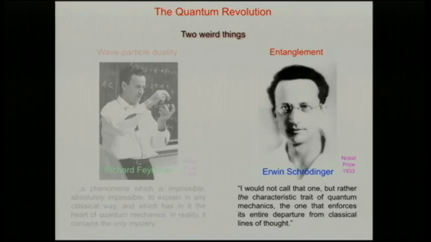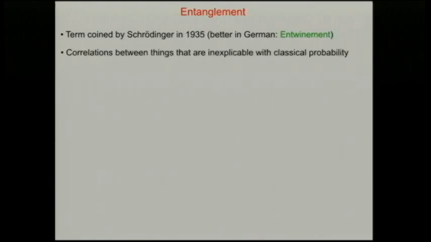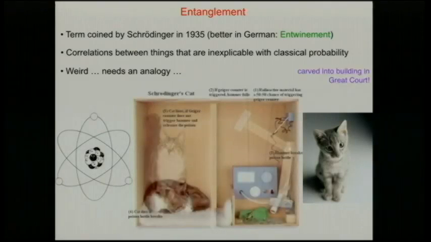Now there's this other notion in physics called entanglement, which Erwin Schrödinger first originated in 1935. And what he was trying to get at with that idea is that in quantum mechanics, you can write down states of systems that are inexplicable according to the laws of classical probability. And it's very strange, it needs an analogy. And I noticed on the brief for my talk, it was promised that I might make a joke about Schrödinger's cat. So here's a cat and here's an atom. But you know the Schrödinger cat story.